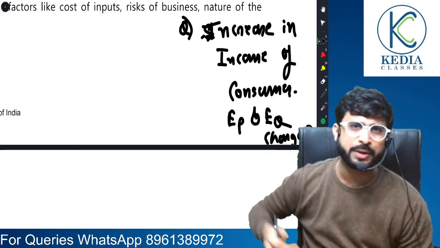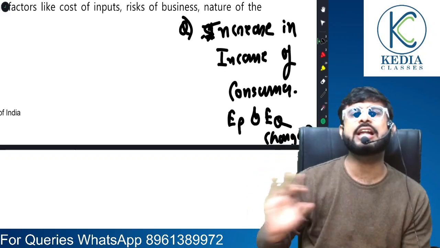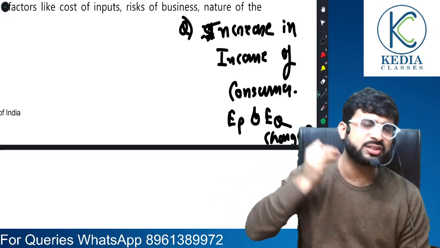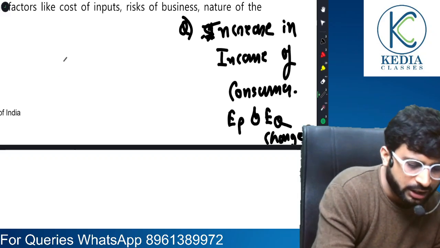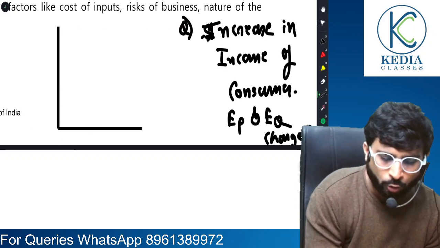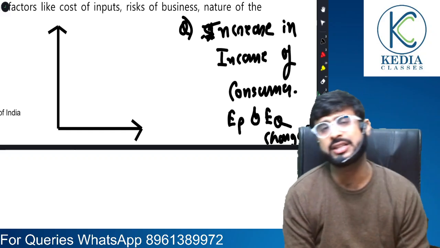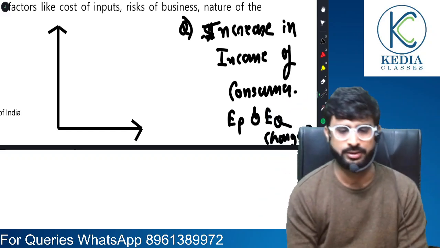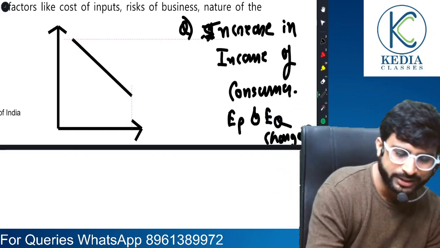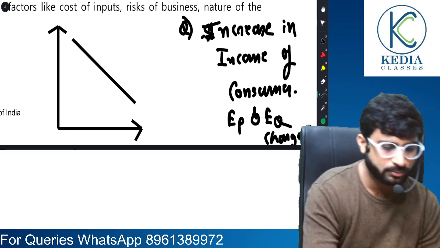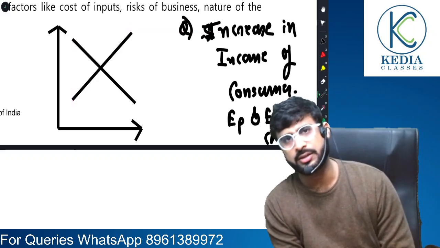Now they have given you a multitude of options. I will tell you, simple logic. If there is an increase in income of the consumer, other factors remaining constant, you all know when income increases, demand increases, quantity demanded increases. Yes or no? Yes, sir. So let's say this is demand. Let's say this is supply.